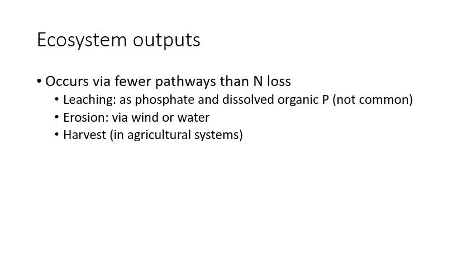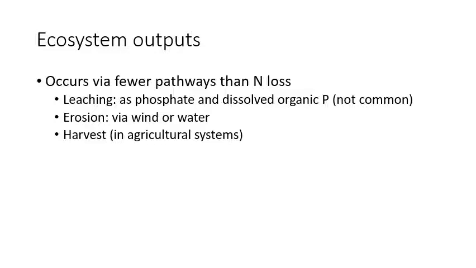So far, we have talked about inputs to the terrestrial phosphorus cycle, and we've talked about within ecosystem cycling of phosphorus. Now we need to think about outputs of phosphorus from the ecosystem. Again, the phosphorus cycle is less leaky than the nitrogen cycle. There are 3 fluxes out: leaching, erosion, and harvest.